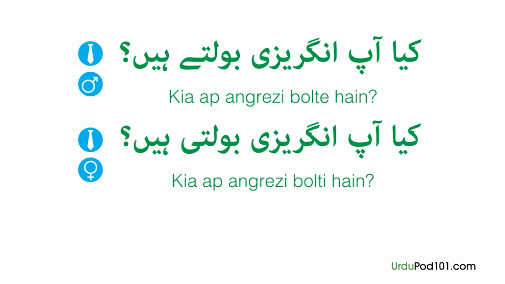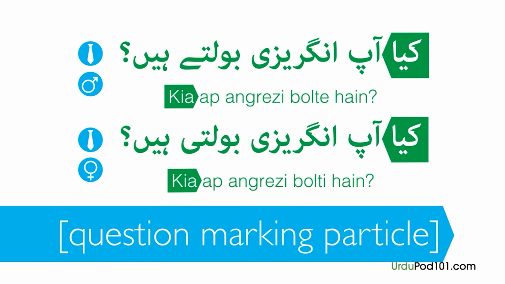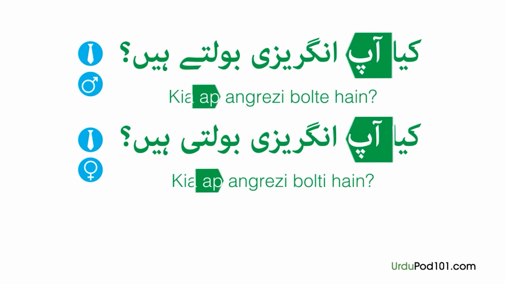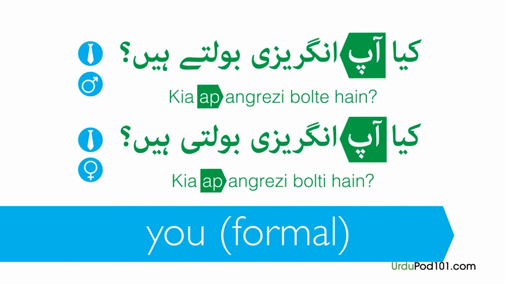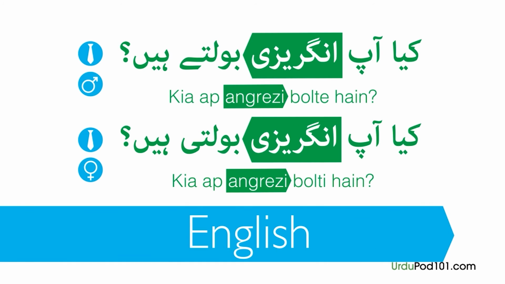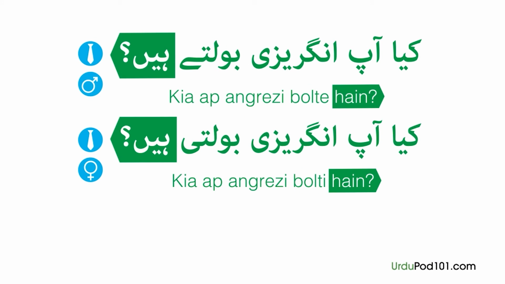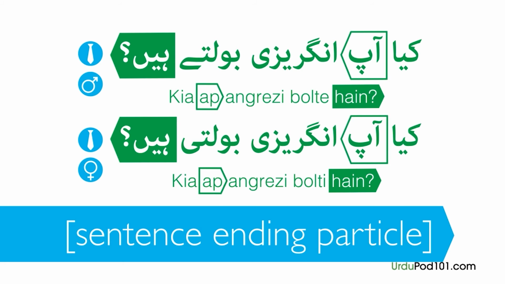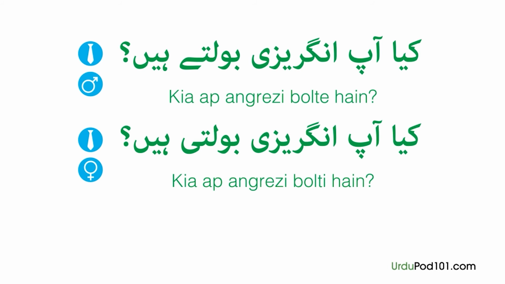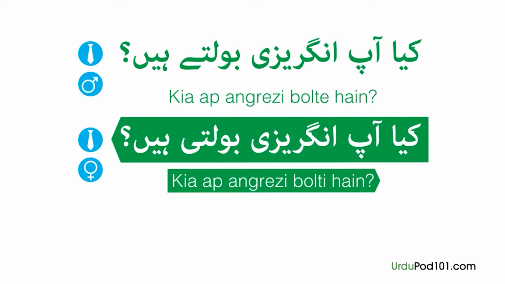Let's have a closer look. First, we have kya, a question marker which comes at the beginning of the sentence. Next is aap. This is the respectful word for you and is used in formal situations. You should always use it with people you don't know or with elders. Next, we have angrezi, which means English. Next is the verb bolte, meaning to speak. It is used when the subject is masculine. We use bolti when the subject is feminine. And finally, we have hain. Hain is a sentence-ending particle used with aap. Once more, when asking a man, it's kya aap angrezi bolte hain? And when asking a woman, kya aap angrezi bolti hain?